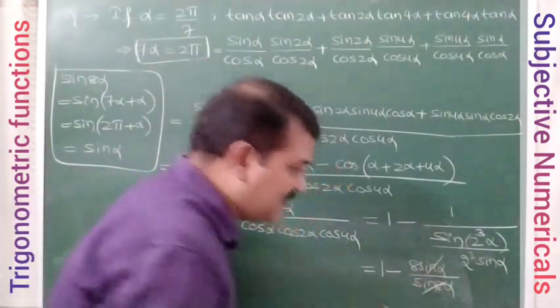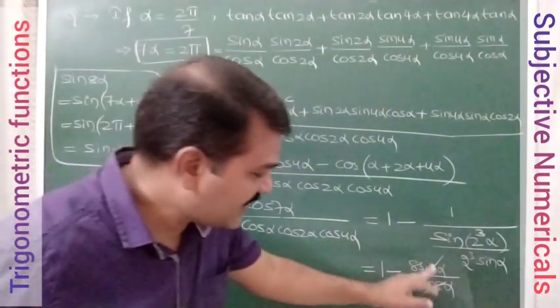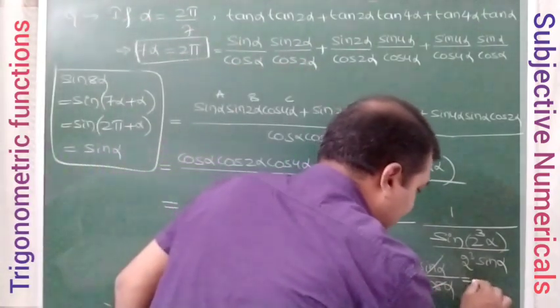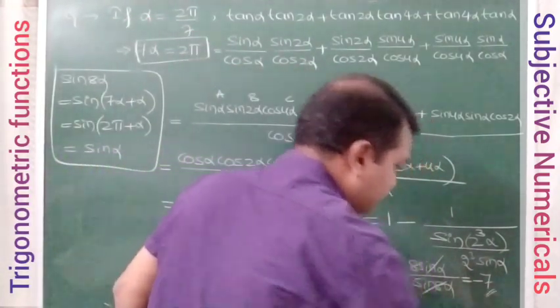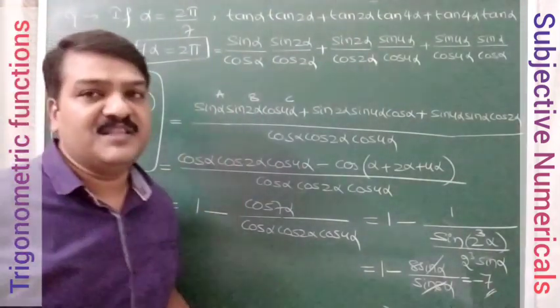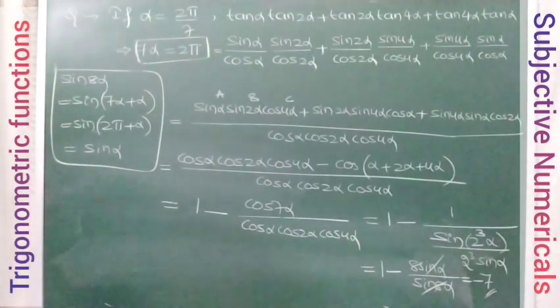So these two cancel. Sine 8 alpha, sine alpha are same. What is left now? 1 minus 8. So minus 7 is the answer. So we have multiple formula applications like this in this problem. Okay. So let us go to the next problem now.